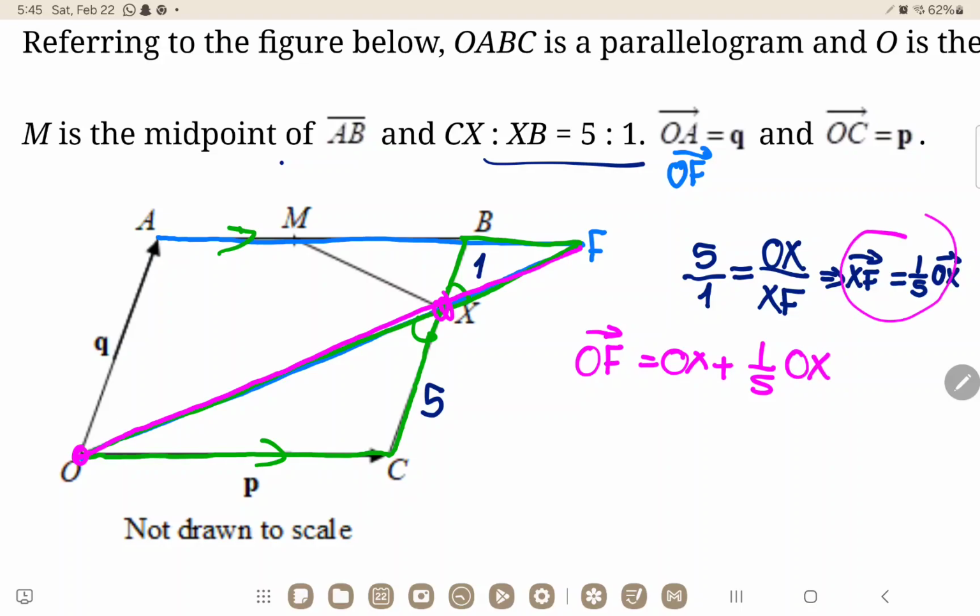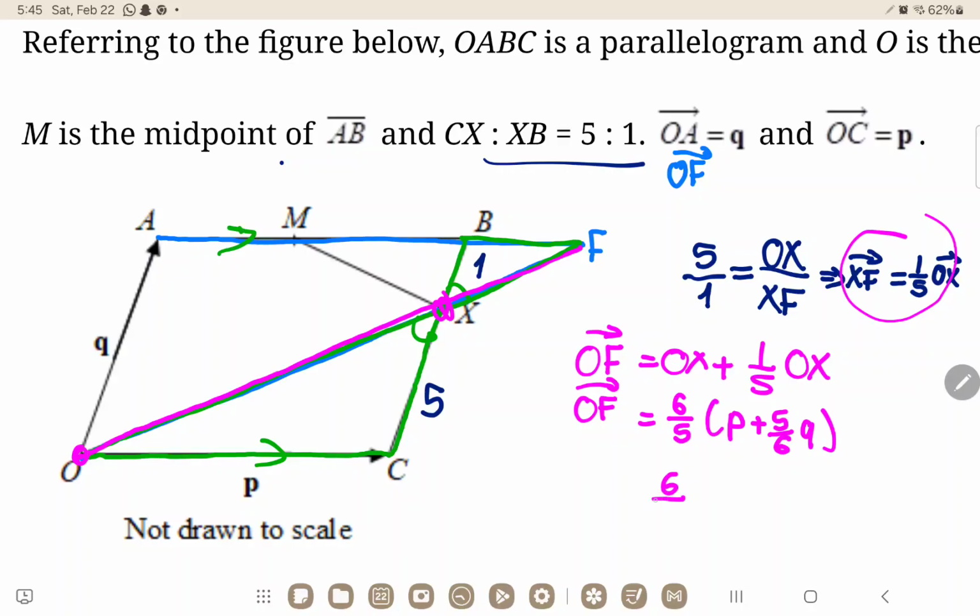See? Now, practically you can add this here, and it becomes OF equals, because this is 1 OX, it's 5 over 5, so it becomes 6 over 5 OX. What did we say OX was? We said in the last part we solved that OX was P plus 5 over 6Q, right? We got this from the last part.